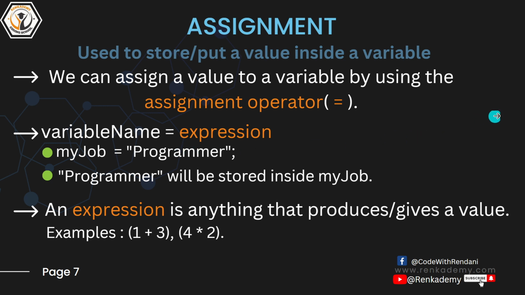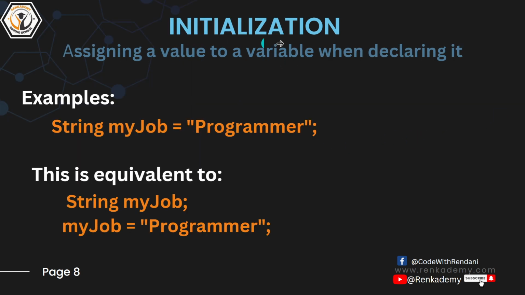So now let's talk about initialization. It is basically assigning a value to a variable when declaring it. So let's see some examples. Have a look at this statement over here. I'm declaring a variable called myJob of type string, and immediately I'm assigning this variable to be equal to this string over here. And also, this is a statement, so we will end it with a semicolon. So this over here is called initialization. It is assigning a value to the variable at the same time that we are declaring it, alright?